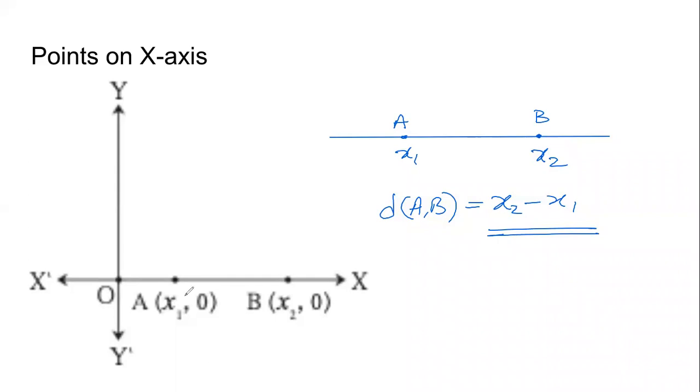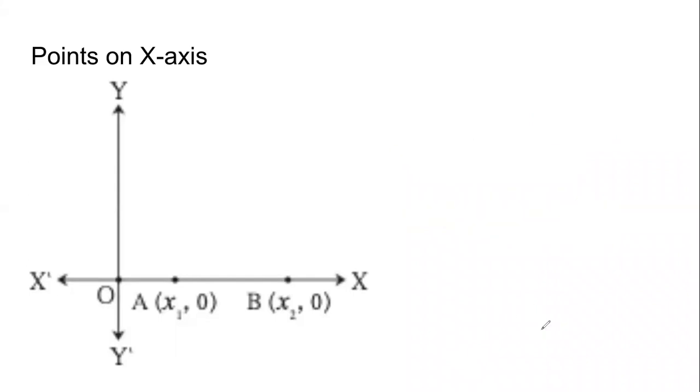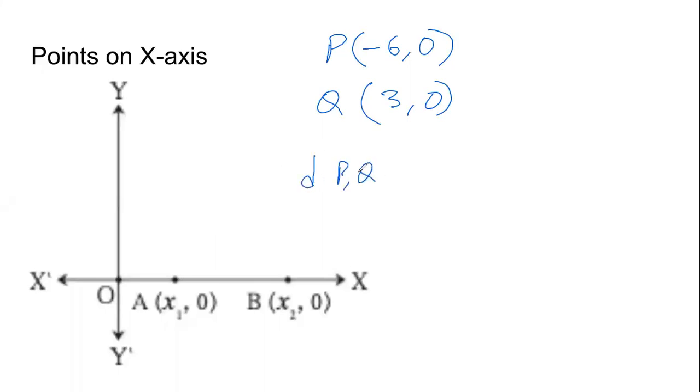We will see if you have understood. Don't worry. Clearing the screen. Suppose now I tell you that we have 2 points. One is P. The coordinates of P are minus 6, 0. And there is another point Q. The coordinates of Q are 3, 0. Now if I ask you, what is the distance between P and Q?